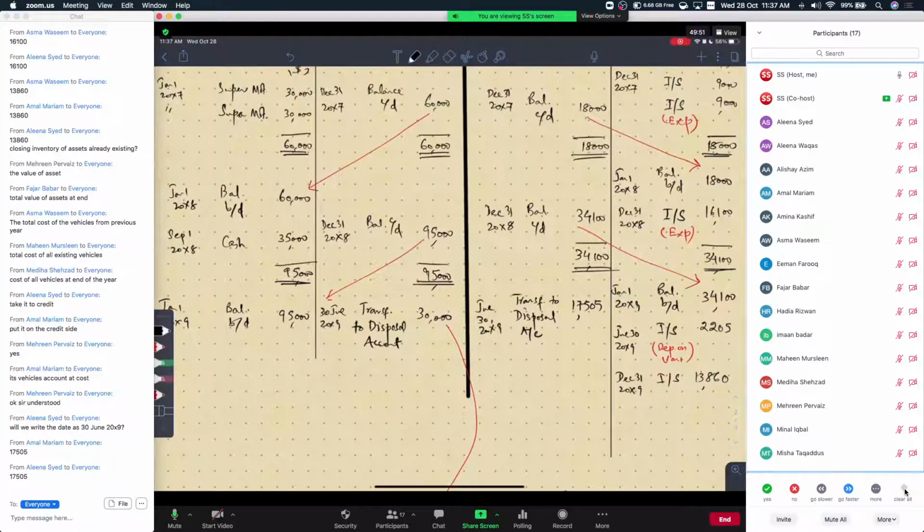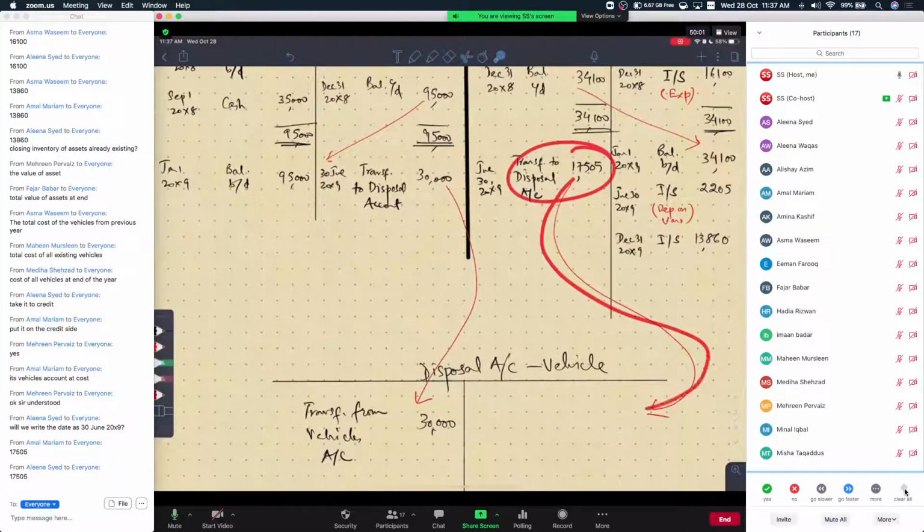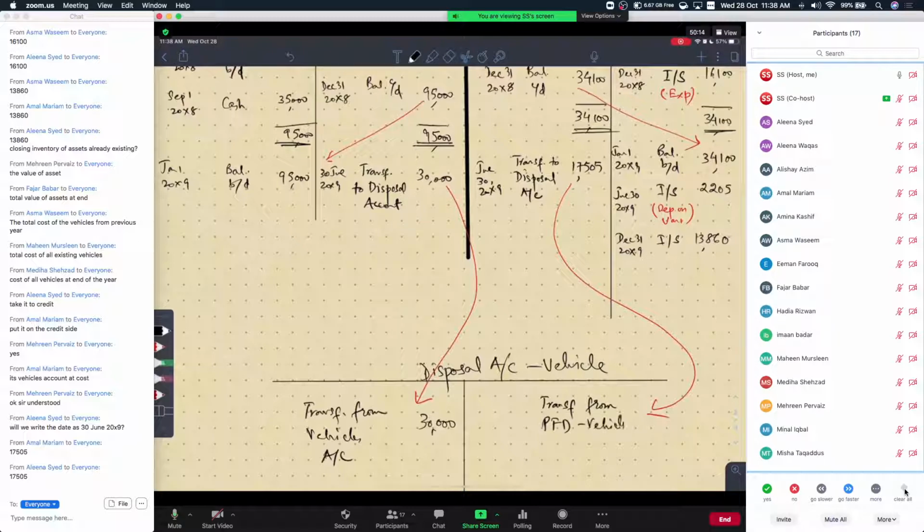And this double entry is going to be completed here from this account to this account. Since provision for depreciation account has a debit side entry, the transfer entry must fulfill the double entry on the credit side of the disposal account. So we are going to put transfer from provision for depreciation vehicles, right? And I forgot to put the dates. Obviously, the date is going to be the same, 30th of June 20x9. Understood? Please give me a green check if you understand the two transfer entries over here.